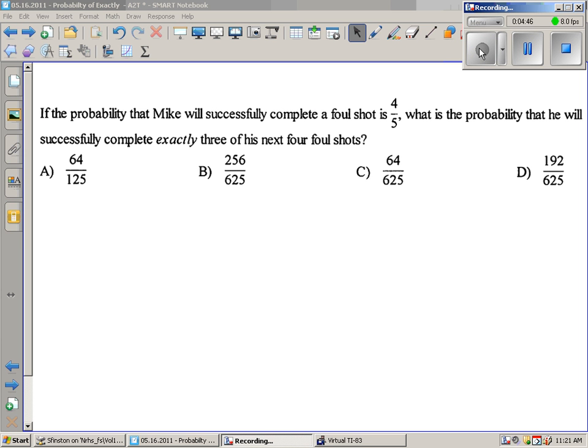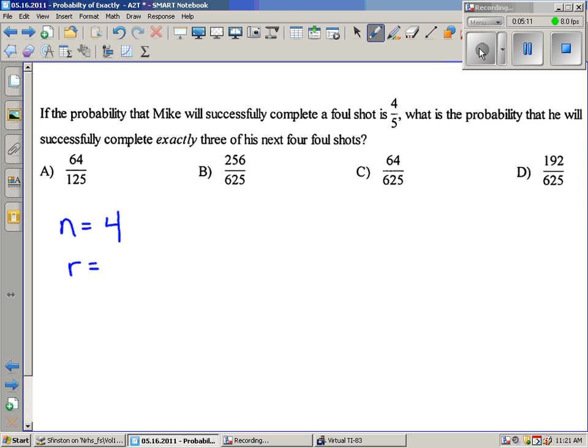Guys, we're going to do problem number 7. We're jumping around. 7's a lucky number. The probability that Mike will successfully complete a foul shot is 4/5. He is nasty at shooting foul shots. He's good. What's the probability that he will successfully complete exactly 3 of his next 4? How many events are occurring? How many of them do we want? What's the probability of success? 80 or 4/5. What's the probability of failure? Or 1/5.